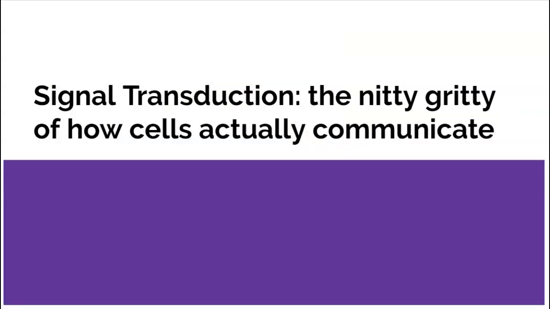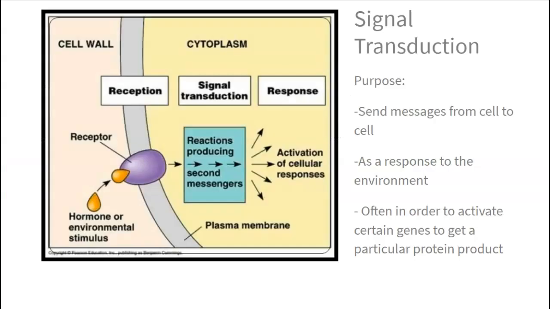All right, so now we've learned a little bit in general of some different ways that cells can communicate. But today we're going to talk about signal transduction, which are the real specifics of how those messages actually get delivered to the cell. So the whole idea here is through signal transduction, we are allowing messages to go in between cells. We're also allowing cells to respond to the environment.